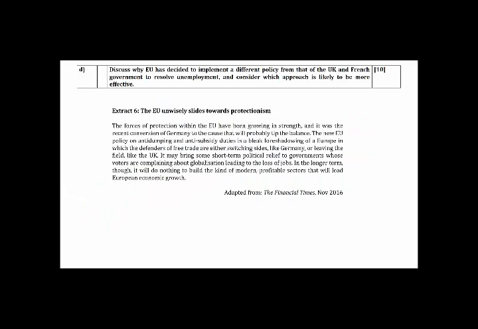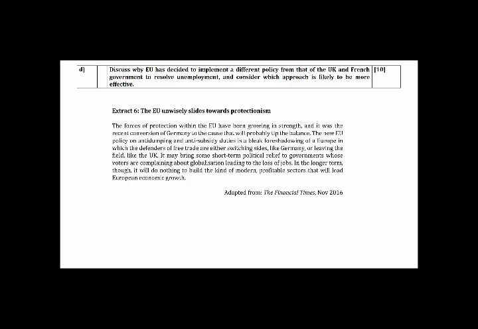Now I move on to the 10-mark question. Explain why EU has decided to implement a different policy from that of UK and French government to resolve unemployment. Consider which approach is likely to be more effective. So you need to see what kind of policy EU is using and what kind of policy UK and France are using in order to tackle unemployment. So between these various countries, you come up with a conclusion as to which one is likely to be more effective. So let us look at extract 6, and see what kind of policy they are actually using.